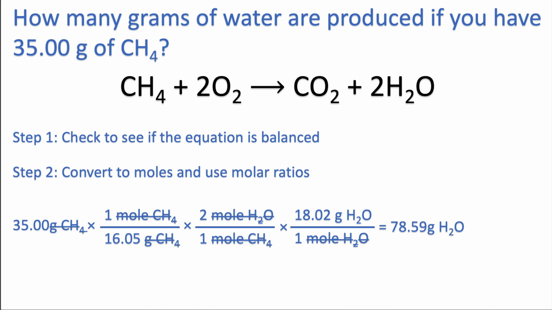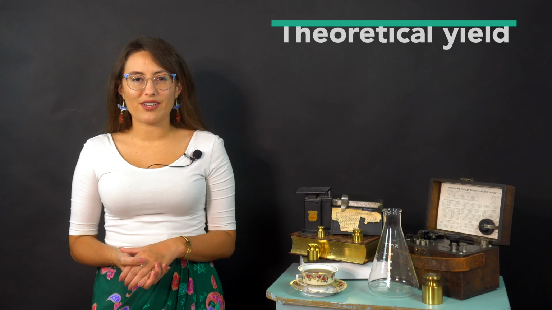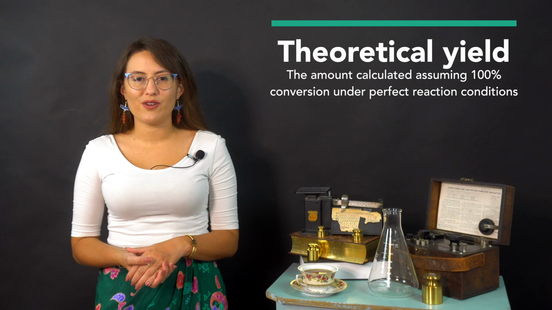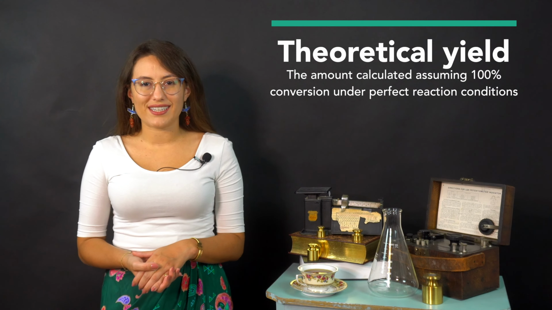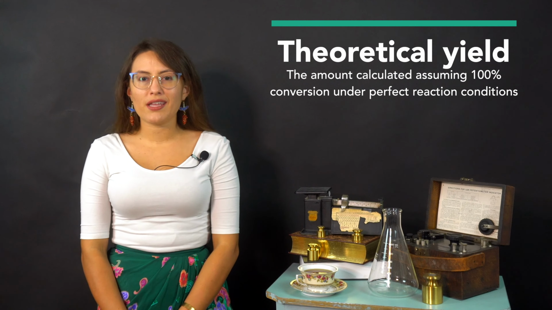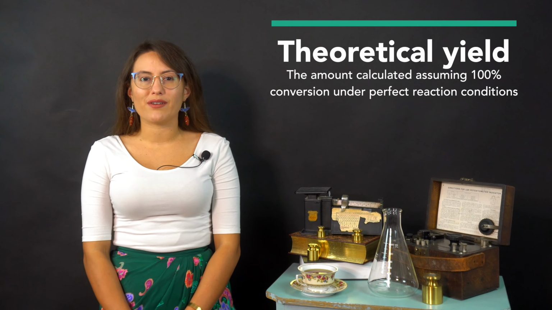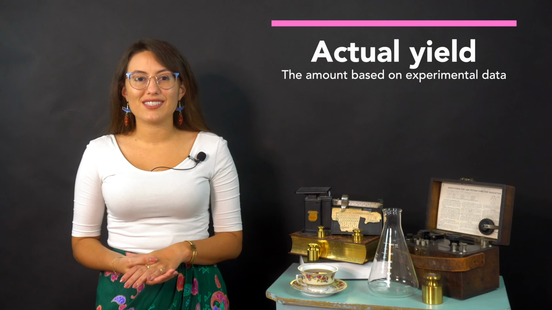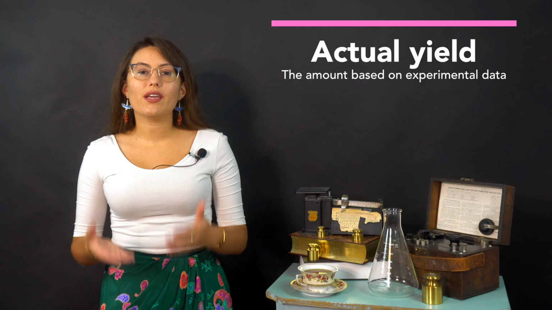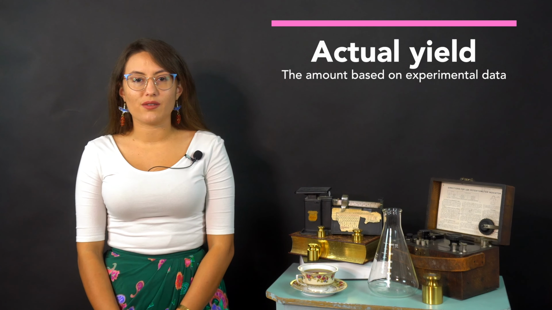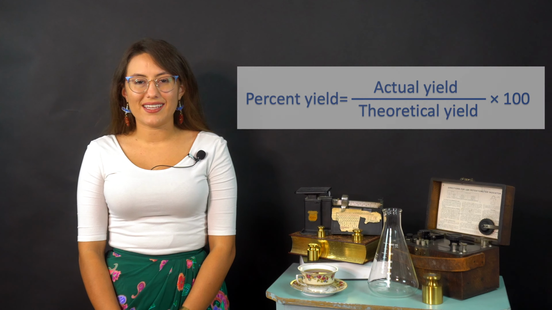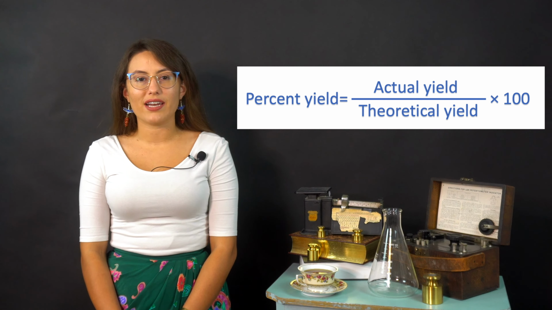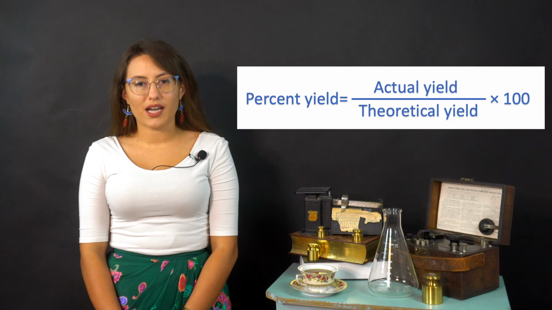In this example, we calculated what is known as the theoretical yield of the reaction, which is the amount calculated assuming 100% conversion under perfect reaction conditions. In reality, when performing these experiments, the actual amount obtained is often lower than the theoretical yield. This amount, which is based on experimental data, is known as the actual yield. We can compare the actual and theoretical yields of a reaction by determining the percent yield, which is equal to the actual yield divided by the theoretical yield times 100.